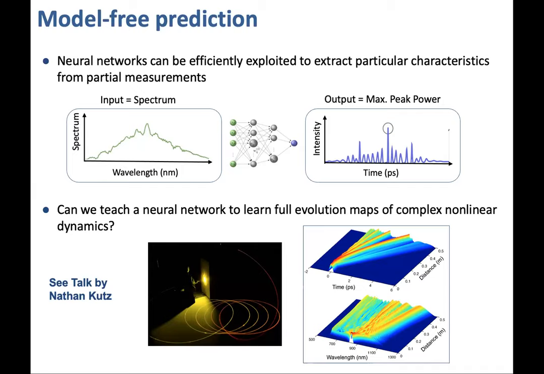And then we decided to go one step further, which was to look at whether we would be able to teach a neural network to learn the full complex evolution dynamics from short pulses in optical fiber or a waveguide. In all that I've shown so far, we only look at what comes out of the waveguide or fiber, and then we try to obtain additional information using the neural network. But now we really wanted to see whether the network would be able to essentially substitute for the numerical simulation of the nonlinear Schrödinger equation or the generalized nonlinear Schrödinger equation, so-called model-free prediction. I also recommend the talk by Nathan Kutz on that aspect and all his work, which is extremely interesting.